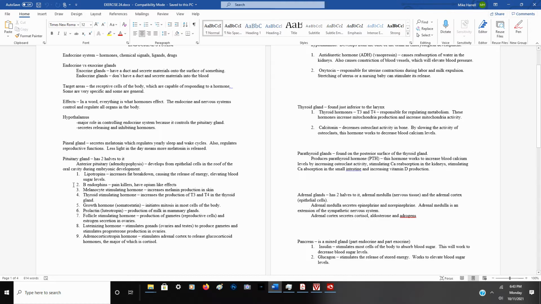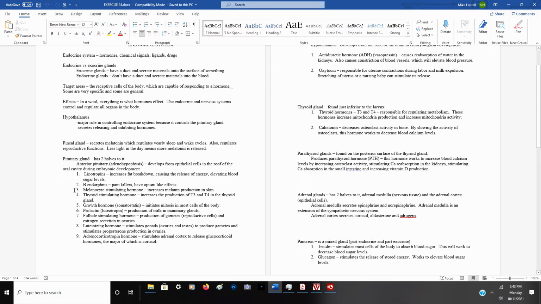Number 2, beta endorphins. These right here target the brain, and these act as painkillers. So they're going to work on the sensory cortex of the cerebrum. You may remember that from the brain chapter earlier. So these are painkillers. So when you're in pain, beta endorphins are released, and there's their effect to stop it.